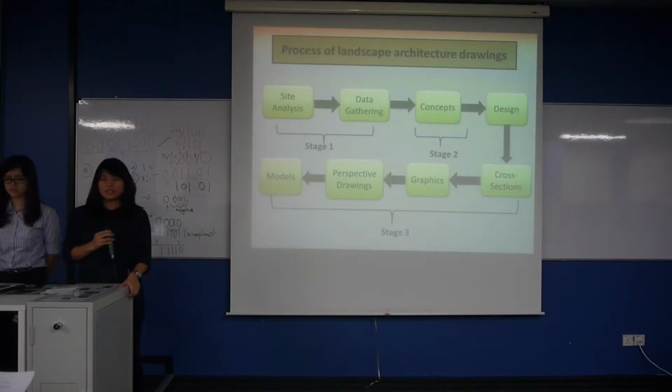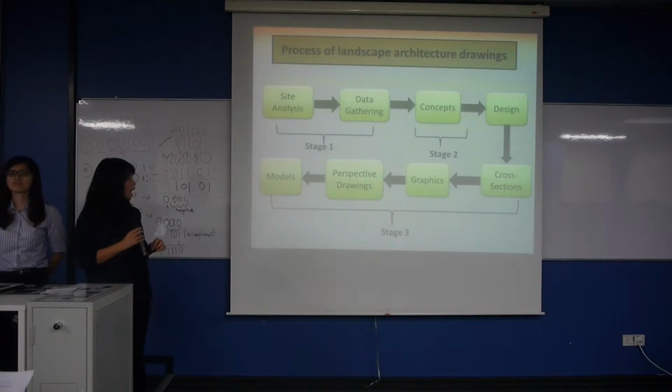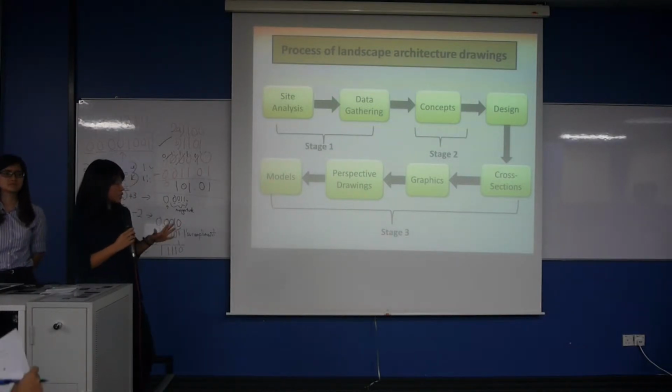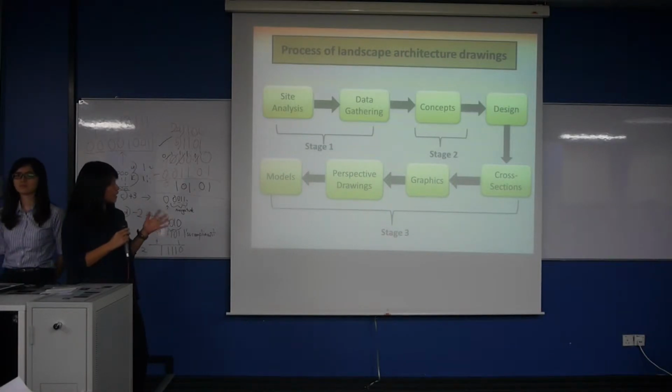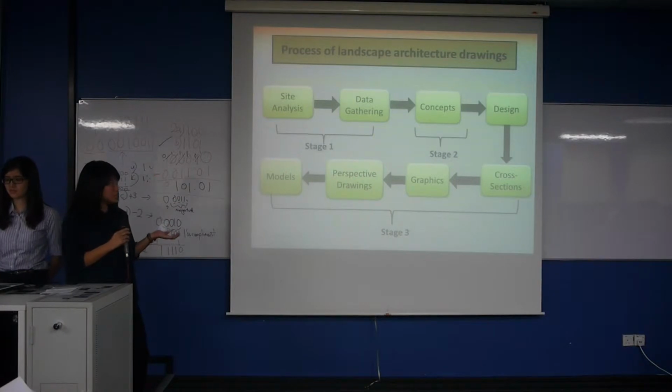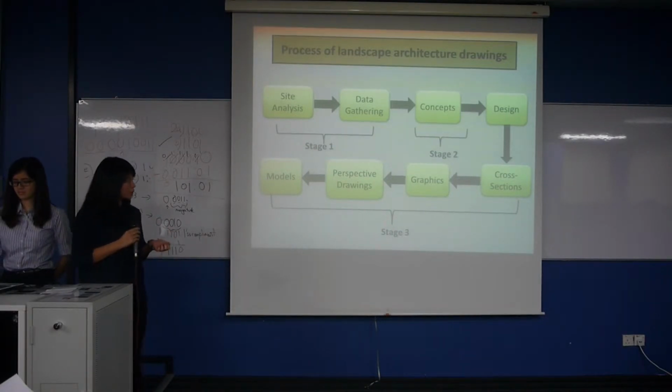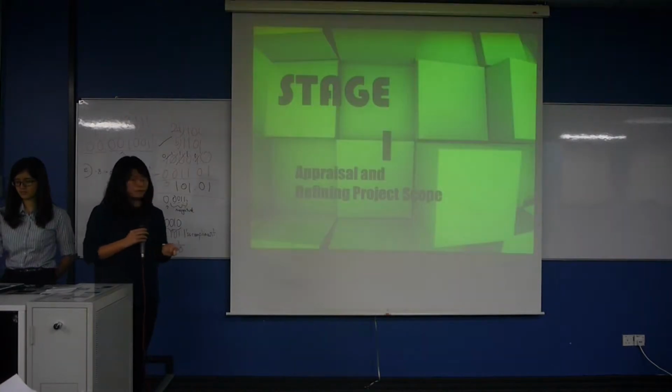The process of landscape architecture drawing is divided into 3 stages based on the previous 5 stages. The first is site analysis and data gathering, which are under the first stage. The second stage is concept drawing. And the last stage is design, cross-section, graphics, perspective drawing and models.